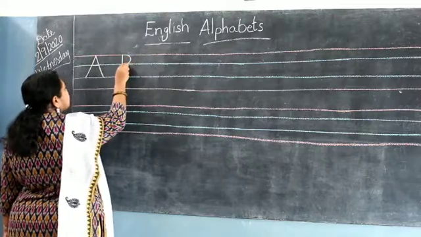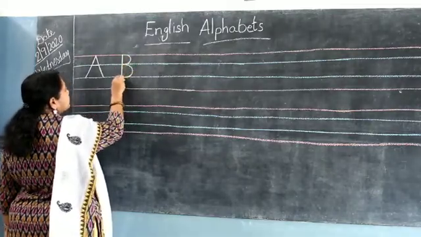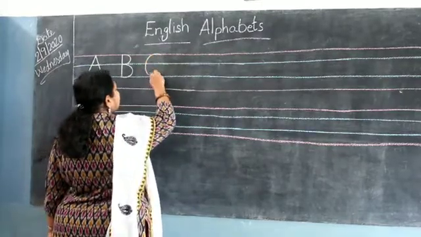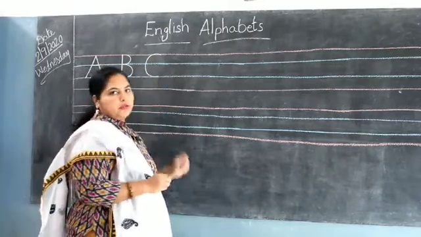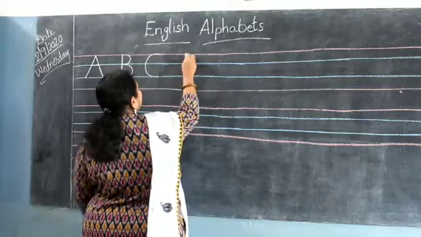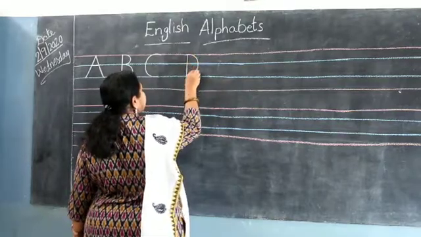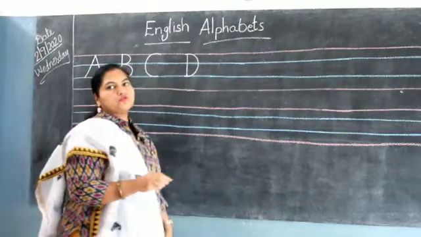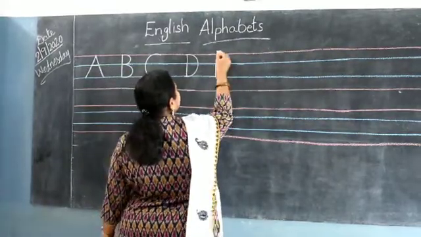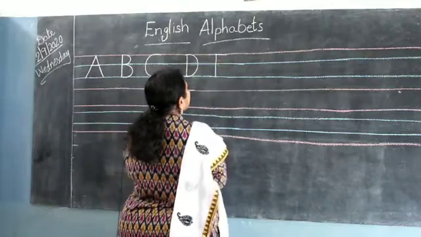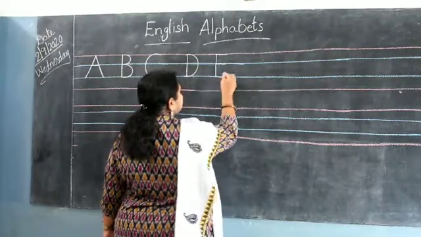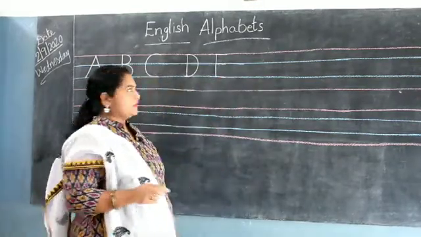Then a right curve from red to blue and blue to blue. B. Then you have C, a left curve from red to blue line. After C you have D, a standing line from red to blue, and a right curve from red to blue is your D. Next is E, a standing line, a sleeping line on the red, another sleeping line on the blue, and another sleeping line on the blue is your E.